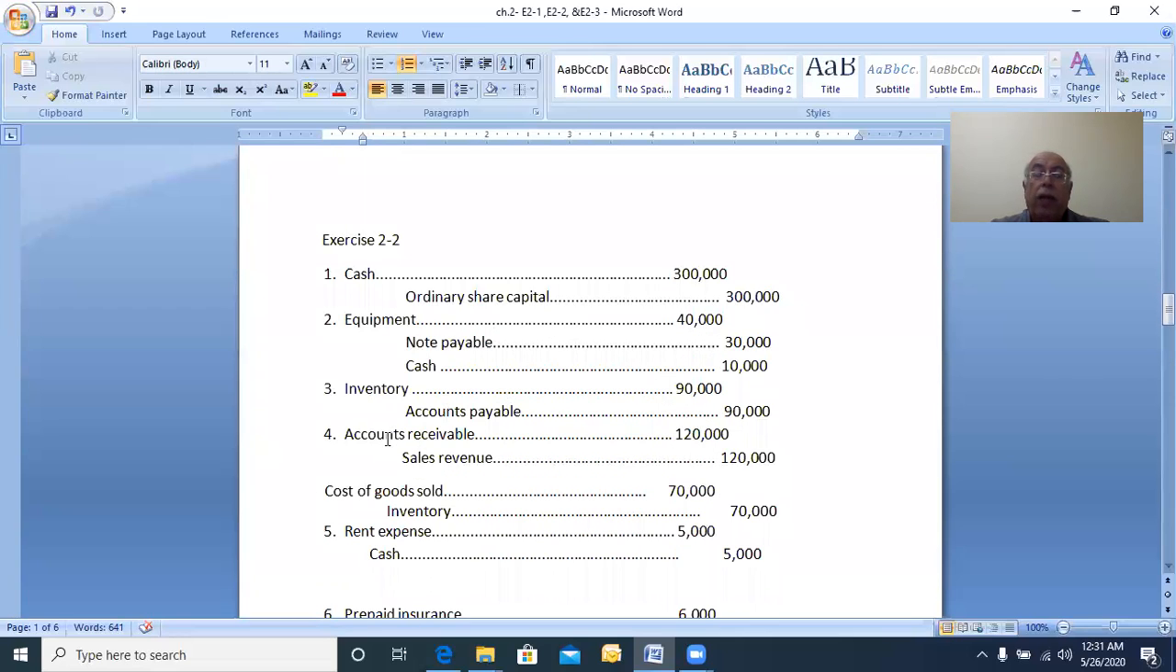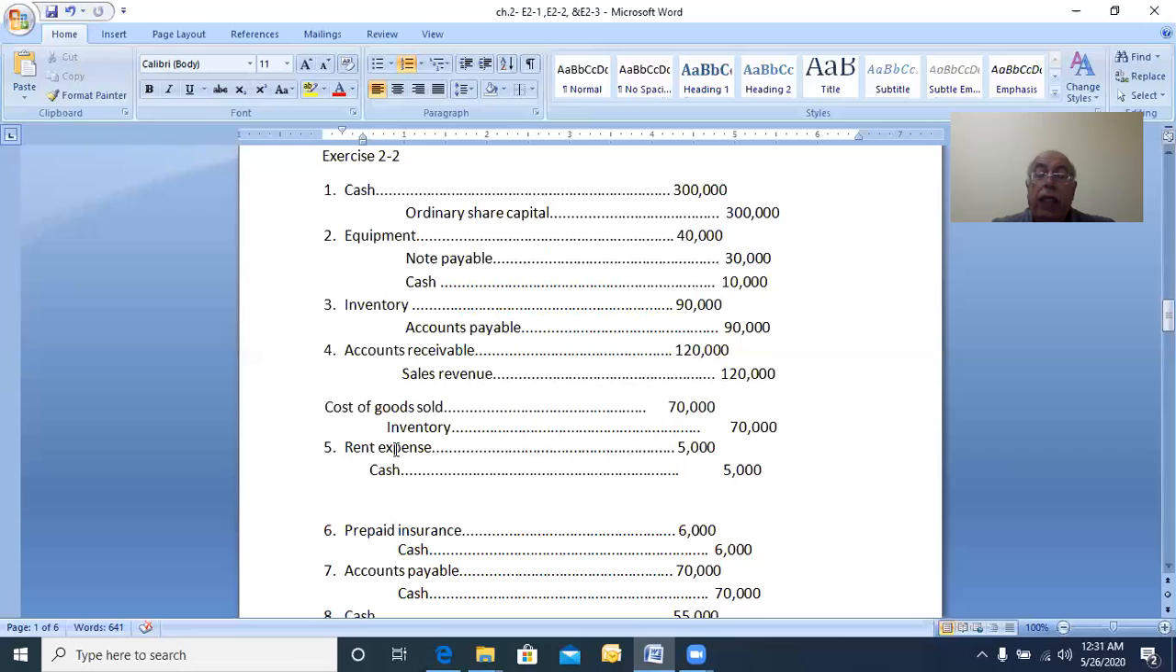Number 4, you see the company sold some goods or inventory on credit, and as I said we are applying the accrual accounting model. It will be a debit to accounts receivable, one of the current assets, and sales revenue of 120,000 as a credit. And at the same time, the cost of goods sold was 70,000. So the debit will be 70,000, and the credit will also be inventory, 70,000.